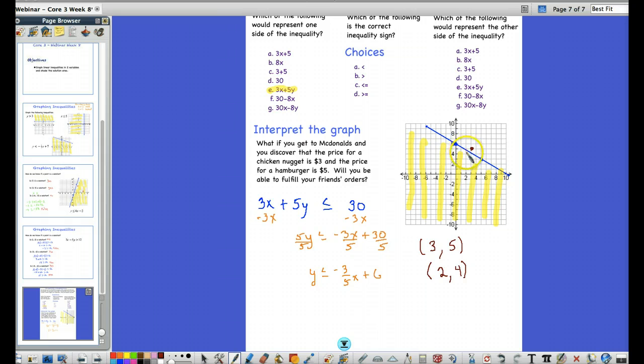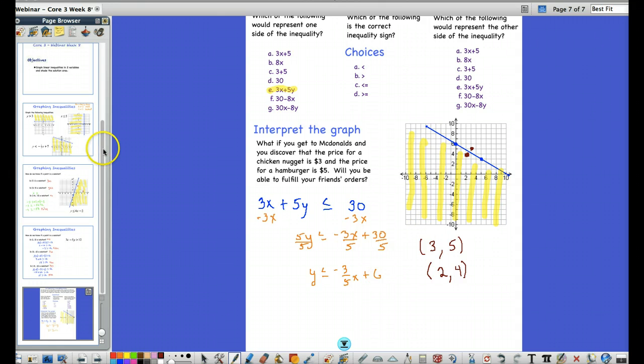All right, well, here we go. Can I afford to buy them their food if the chicken nuggets are $2 and the McDonald's things are 4? Can I buy them? You guys see that on the graph? Keisha says yes. Keisha's good. You are right.